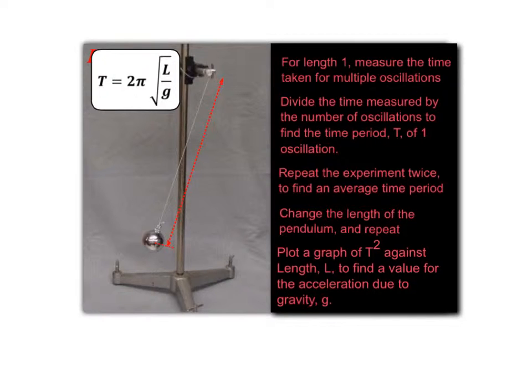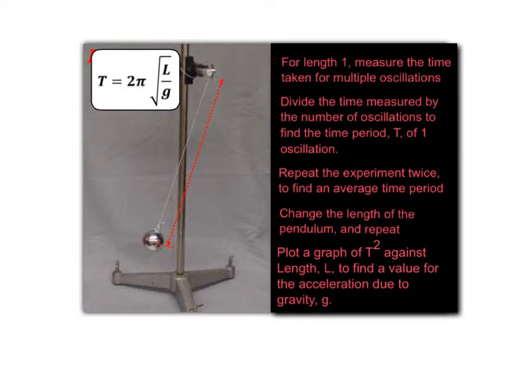So we're going to make life simpler for ourselves by squaring both sides. That gives us the equation T squared equals 4 pi squared times L over g. If we plot a graph then of T squared, our dependent variable, on our y-axis, and L, our independent variable, on our x-axis, we'll end up with a straight line graph with a gradient of 4 pi squared over g. And what we can do from that is find a value for gravity. Take our gradient and find a value for the Earth's gravitational field.